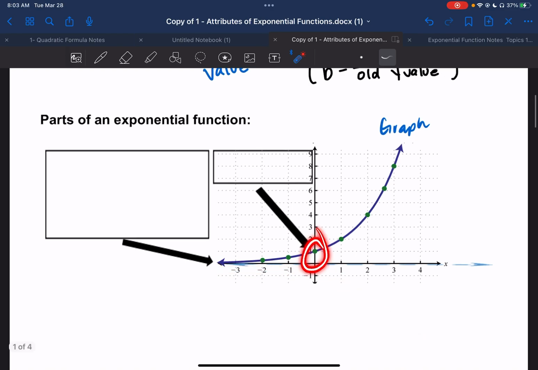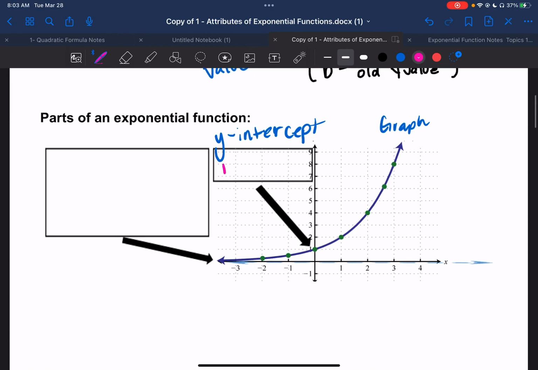So what is this specific part right here we're talking about? This is my y-intercept. All right, so this is my y-intercept. What we're actually talking about is my initial value, right? So when I'm looking at a graph, this is what I'm trying to find right here, the initial value.